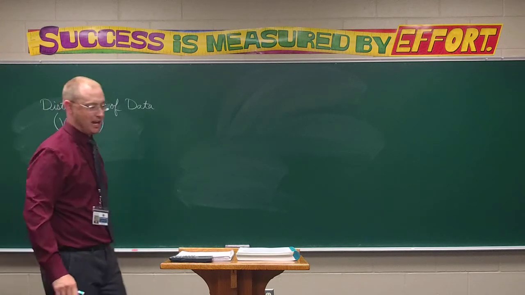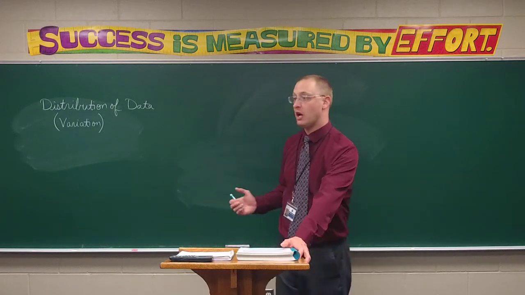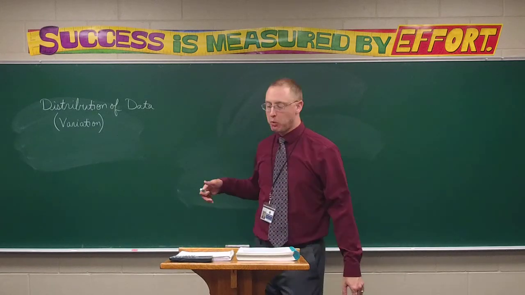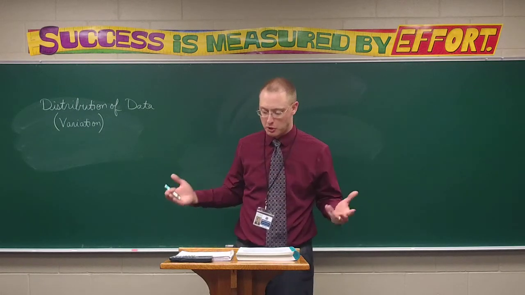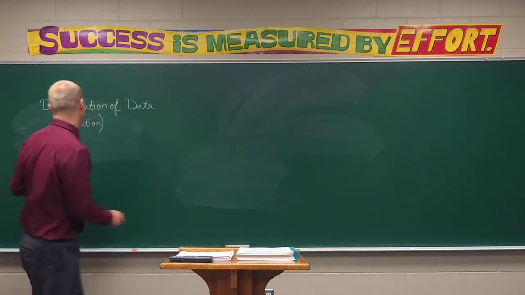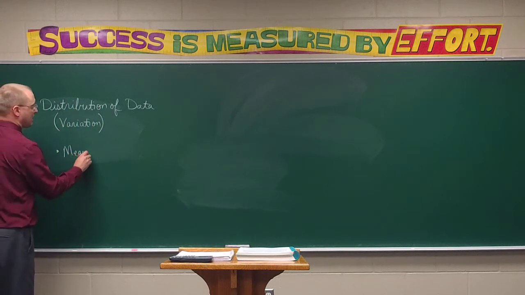That second set of data, it's all 76s except for 194. There's not a lot of variation there. There's just very sudden variation. Whereas in the previous set, it was a pretty even variation of numbers, a very even distribution. The first thing that we'll talk about for distribution of data is something called mean deviation.